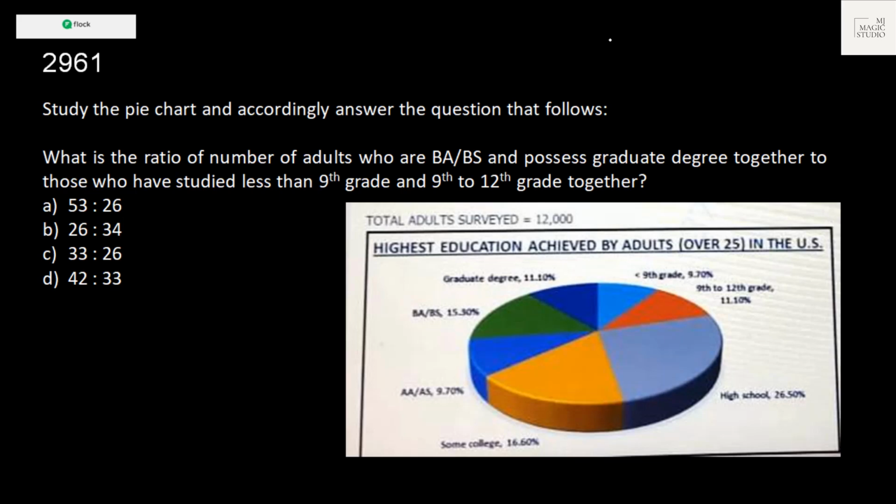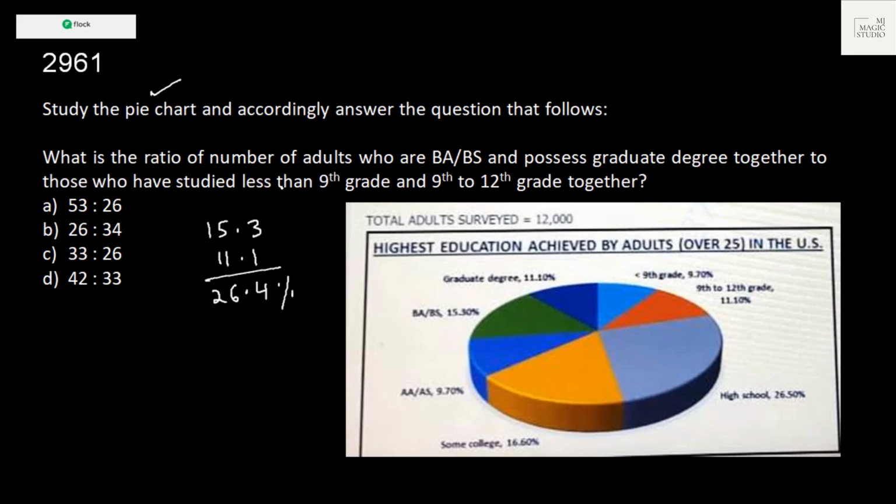Many different questions from data interpretation were collected for this examination, which was held on the Aon platform. This is a pie chart. Highest education achieved by adults over 25 years in the US, total adult surveys are 12,000. What is the ratio of number of adults who are BA/BS? BA/BS is 15.3% and possess a graduate degree 11.1. So that accounts to 26.4%.